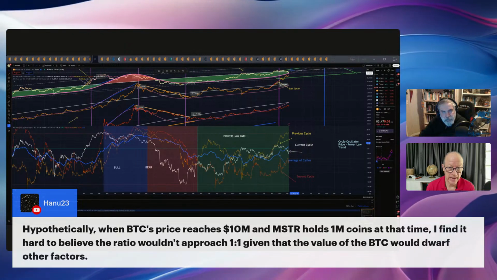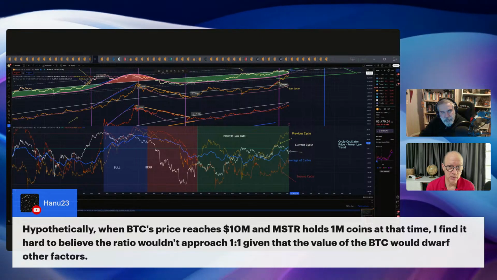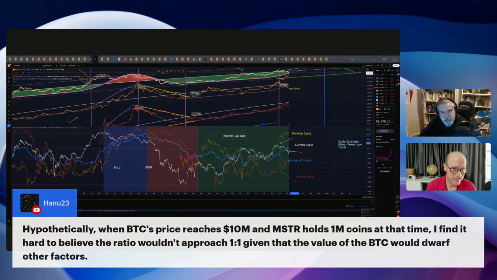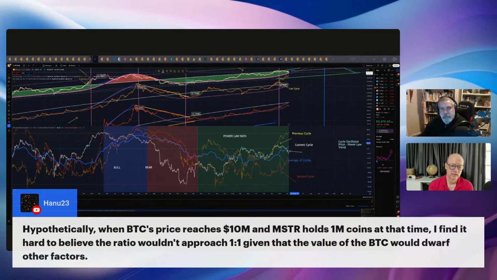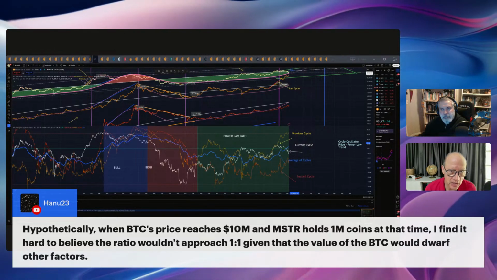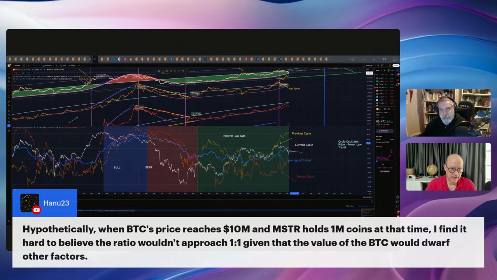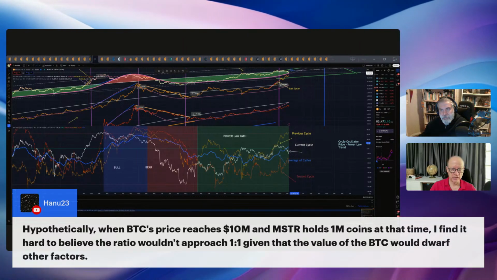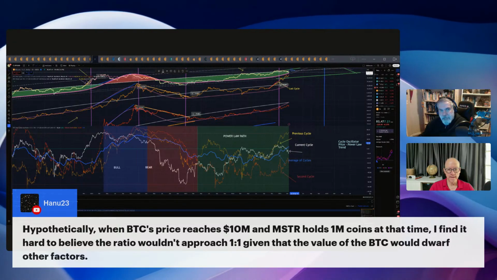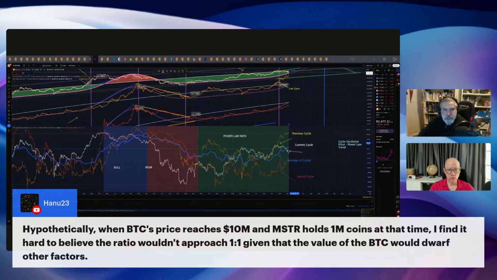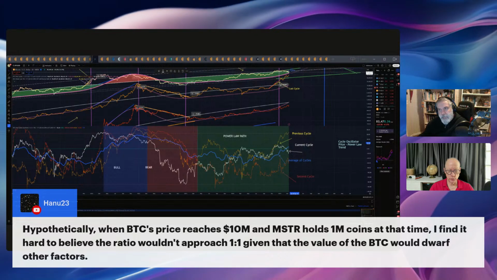But the fact that it would have a premium once it has 1 million coins and once Bitcoin has a market cap of 200 trillion, it would be very justified in having a premium because it would be an enormous Bitcoin bank in a world where the value of all Bitcoin would be comparable to the value of all global M2.